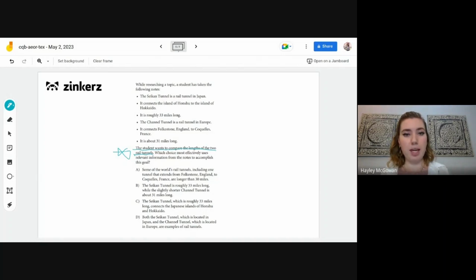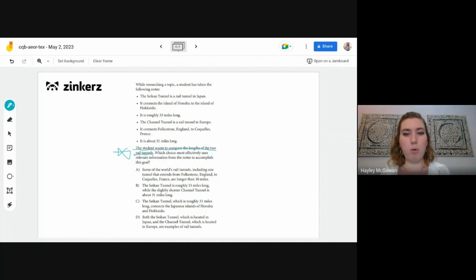So we have the Seikan Tunnel is a rail tunnel in Japan. It connects the island of Honshu to the island of Hokkaido. It is roughly 33 miles long. And then we have the Channel Tunnel is a rail tunnel in Europe. It connects these places in England and France, and it's about 31 miles long.